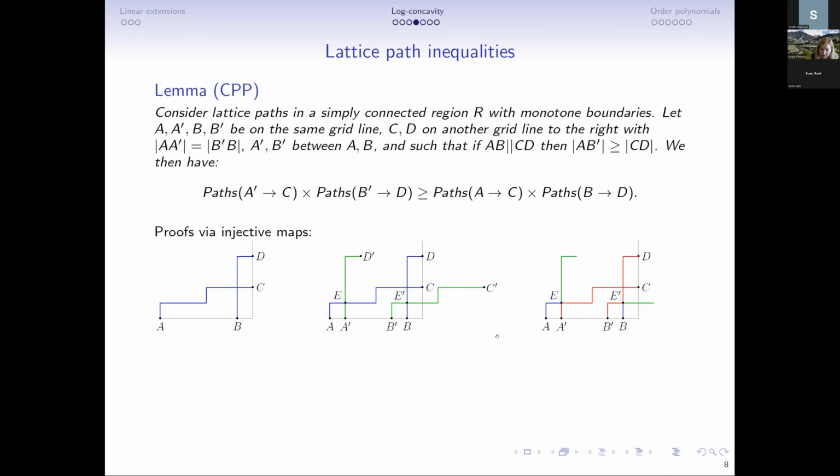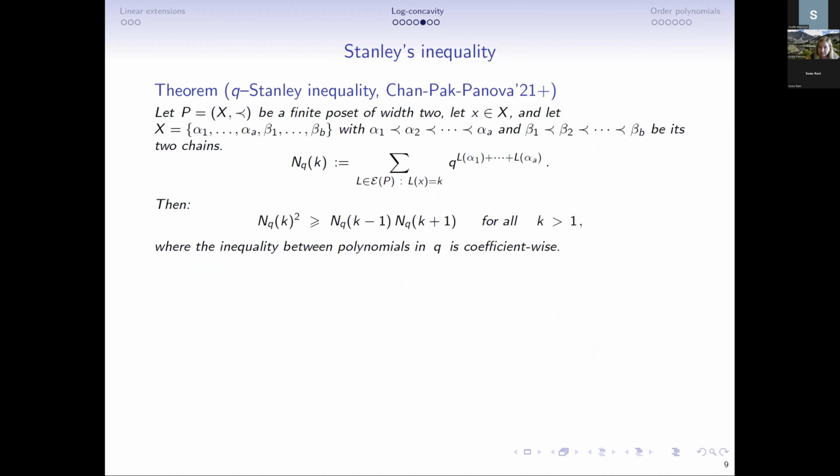We can also do this even if the paths are not between two vertical lines, but between a horizontal and a vertical line, we can still find some inequalities. Now, if we have such injections and such inequalities, we can actually prove Stanley's theorem and actually add a Q analog to this.